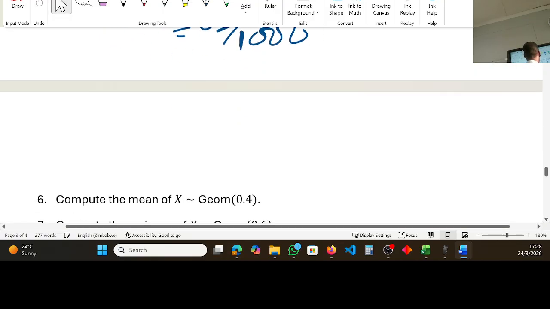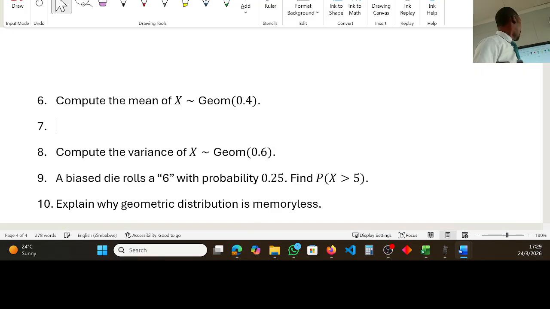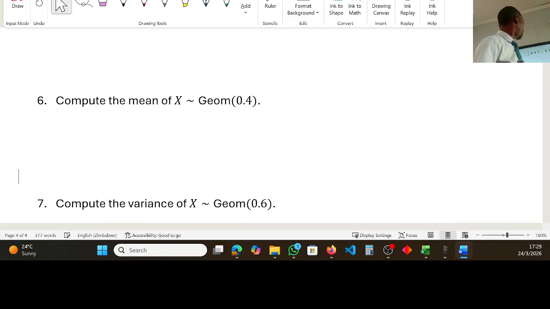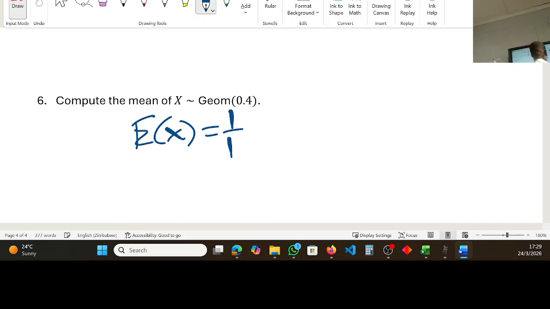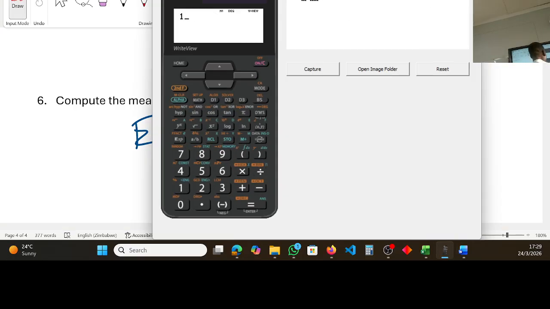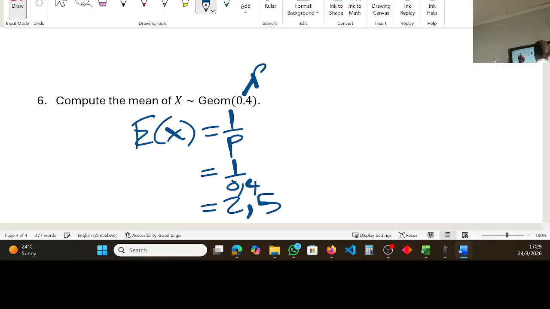Then moving on, I've got another problem where I'm interested in the mean of a geometric distribution. I know that the mean, or the expected value of x, is 1 over p. And this is my p. So this is 1 over 0.4. That's 1 divided by 0.4, and that's 2.5. So 2.5.